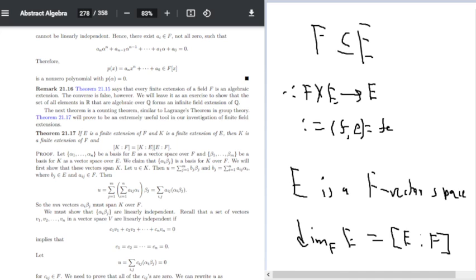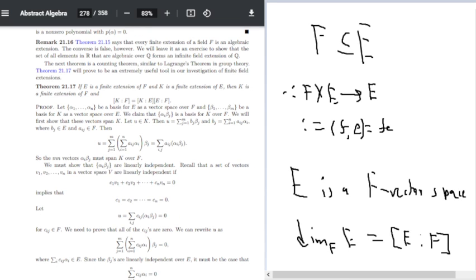Theorem 21.17. If E is a finite extension of F, and K is a finite extension of E, then K is a finite extension of F, and the index of K in F is equal to the index of K in E times the index of E in F. Proof. Let alpha_1 to alpha_n be a basis for E as a vector space over F, and beta_1 to beta_m be a basis for K as a vector space over E. We claim that alpha_i beta_j is a basis for K over F. We will first show that these vectors span K. Let u be in K. Then u is equal to the sum from j equals 1 to m of b_j beta_j, and b_j is equal to the sum from i equals 1 to n of a_ij alpha_i, where b_j is in E and a_ij is in F.